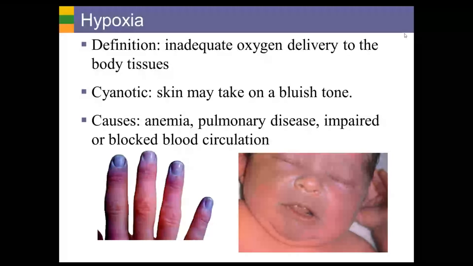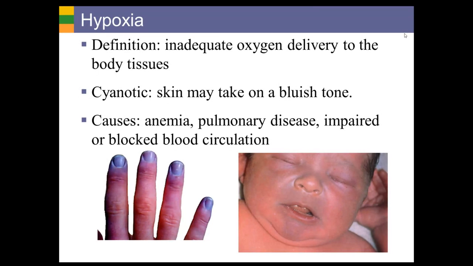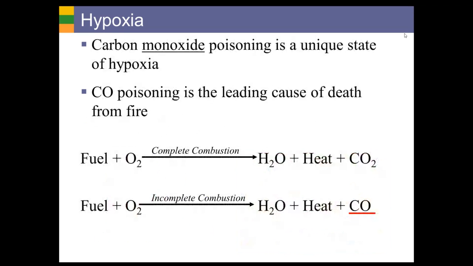Hypoxia is inadequate oxygen delivery to body tissues. It can be due to blockage of an artery. It could be due to anemia. Someone could have respiratory disease. Any of those reasons that decrease delivery of oxygen to tissues can produce hypoxia. One form of hypoxia that I'm going to end on is carbon monoxide poisoning. And I want to stress this is monoxide, not carbon dioxide.